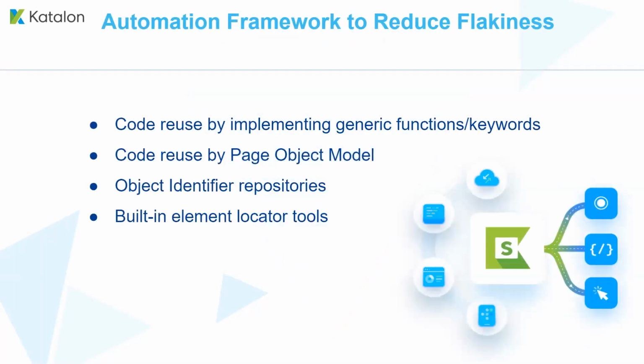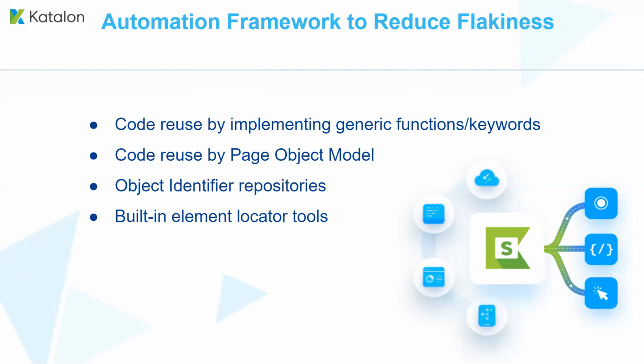And also, talking about the automation framework to reduce the flakiness. A key component of an automation framework is that you want to reduce code reuse, for example, by implementing generic functions. Katalon itself has a whole big library of generic functions which you can reuse in your code. So it helps you basically achieve maintainability in your test cases.